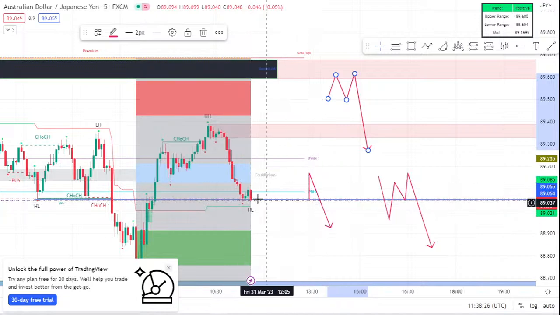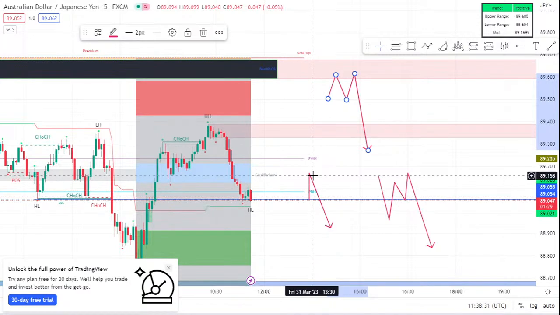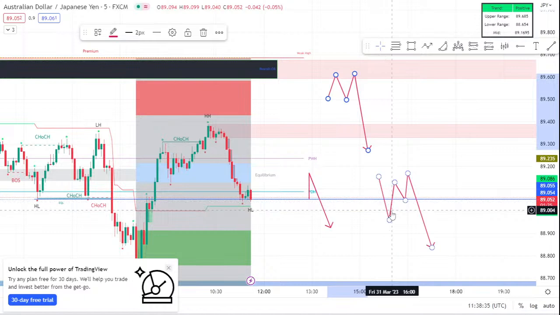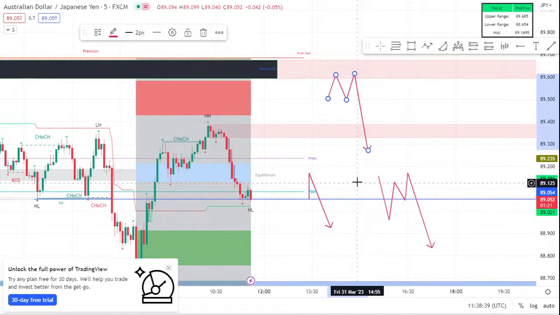So I'm still waiting to see which pattern it's going to form. Is it going to form this one over here? Is it going to form this one over here? Or is it going to form this one? Before you can actually make any decision, it can also form this.